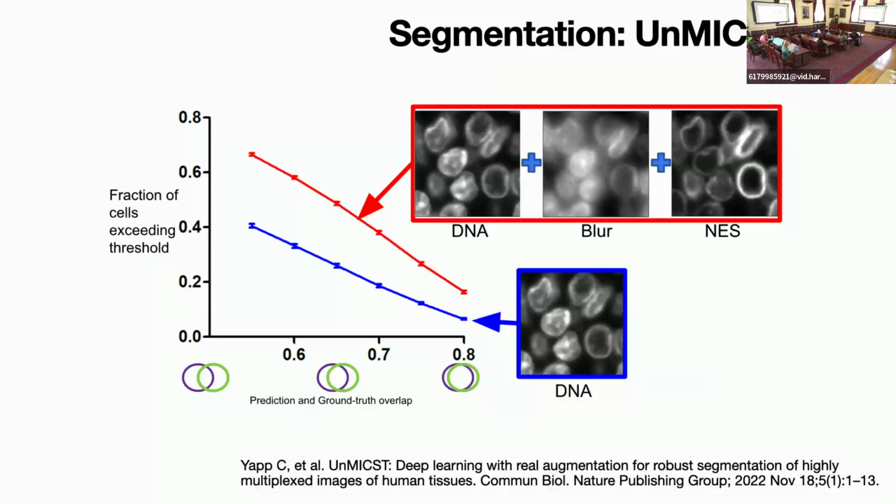Also adding a nuclear envelope stain helped a lot. So a cocktail of laminin antibodies and a few other things helped identify, no surprise, the boundary of the nucleus a lot better. This is just showing the performance, the intersection over union performance of that approach.